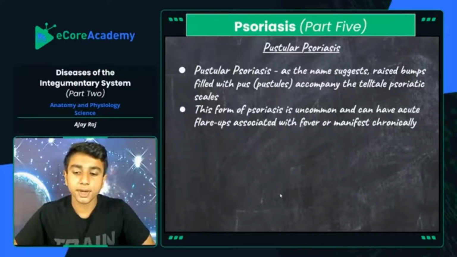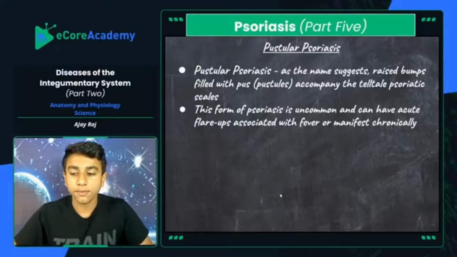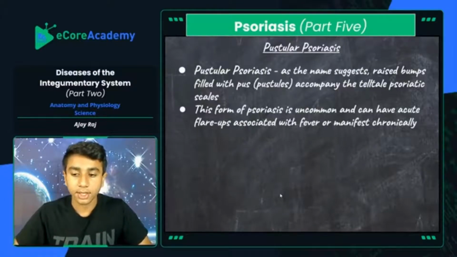This form of psoriasis is uncommon and can have acute flare-ups, meaning that it is not necessarily going to be consistent flare-ups, only depending on certain situations and certain environments, and it can be associated with fever or manifest chronically. Manifest chronically means any chronic issues interior to the skin, and it can be of any issue that's exterior to the integumentary system. So it can be something completely different that can cause pustular psoriasis, and we're not necessarily going to cover that here, but maybe we will get into that in a later lesson.